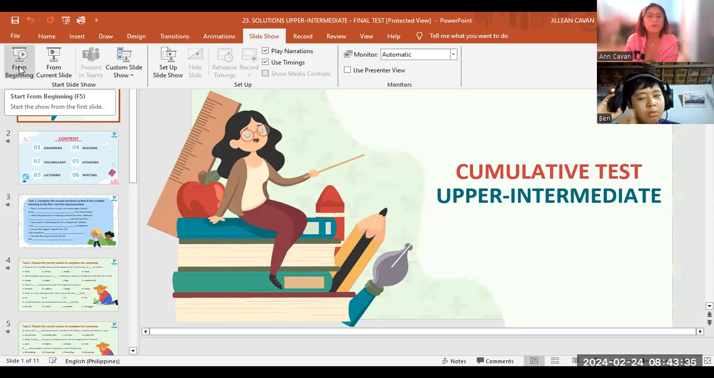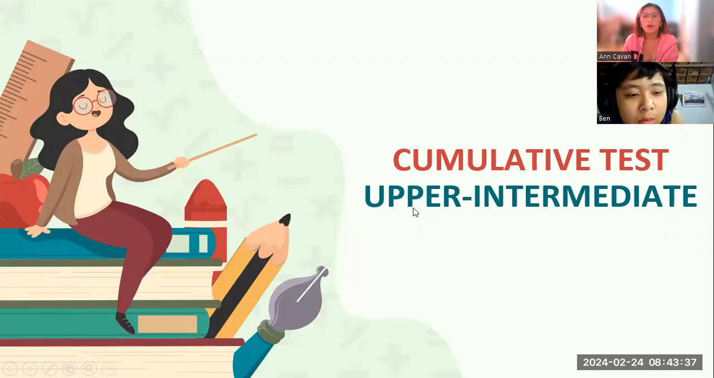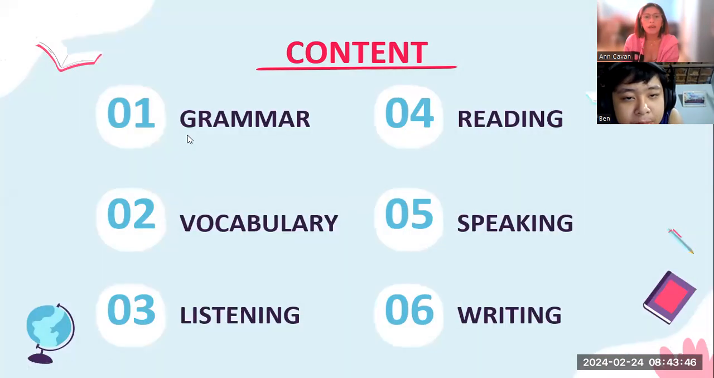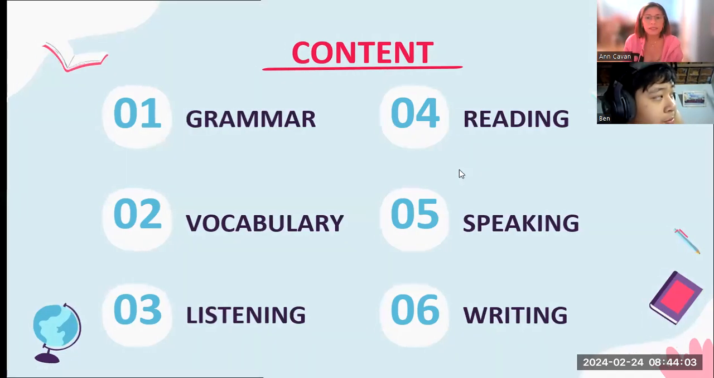Okay, so after this, you have here the cumulative test. We call this the cumulative test for upper intermediate. The same thing happened. We have grammar, vocabulary, listening, reading, and speaking. Please try to answer this properly, Ben. This will be the cumulative test. This will be the test that I'm going to present to your mom before moving to the advanced class.